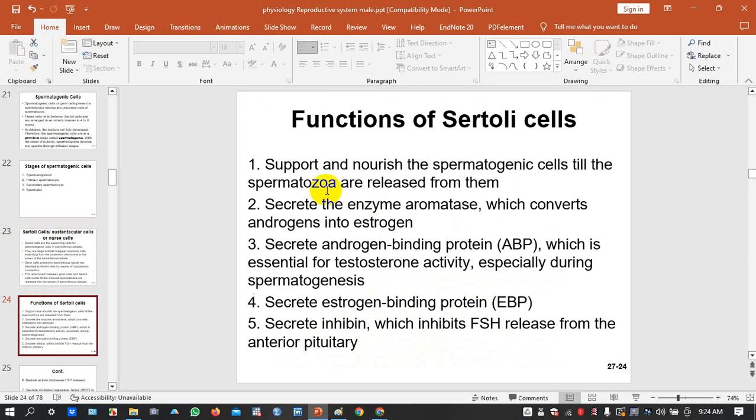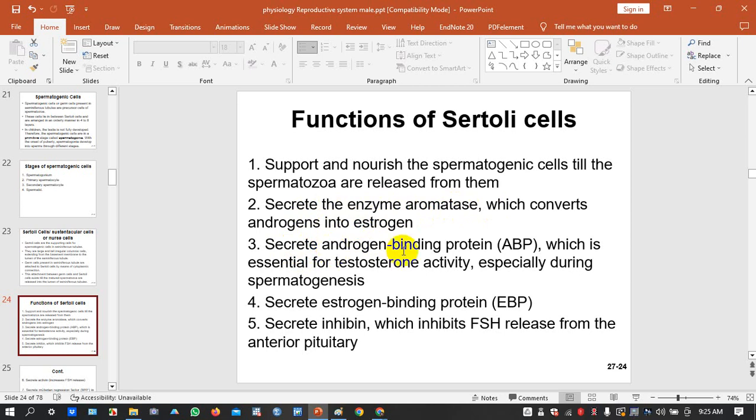The Sertoli cells function by supporting and nourishing spermatogenic cells, so the spermatozoa are released from them. The Sertoli cells are very important. They provide nutrients, remove waste, and support the spermatogenic cells, that's the type A spermatogonium and type B spermatogonium and the rest. The Sertoli cells secrete an enzyme called aromatase, which converts androgens into estrogen. Very important. The Sertoli cells release the enzyme aromatase.